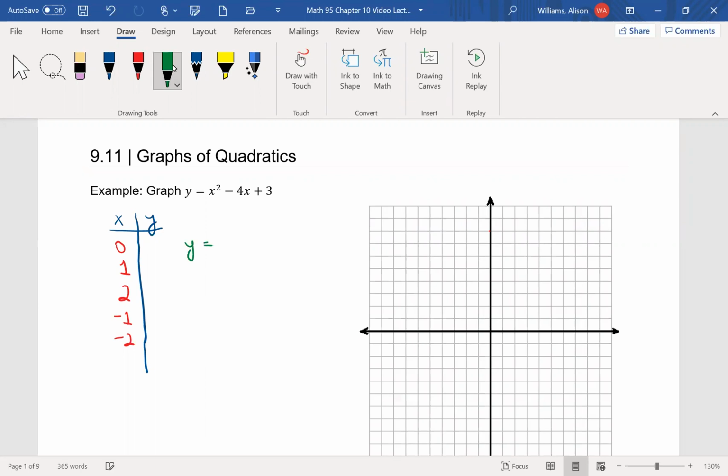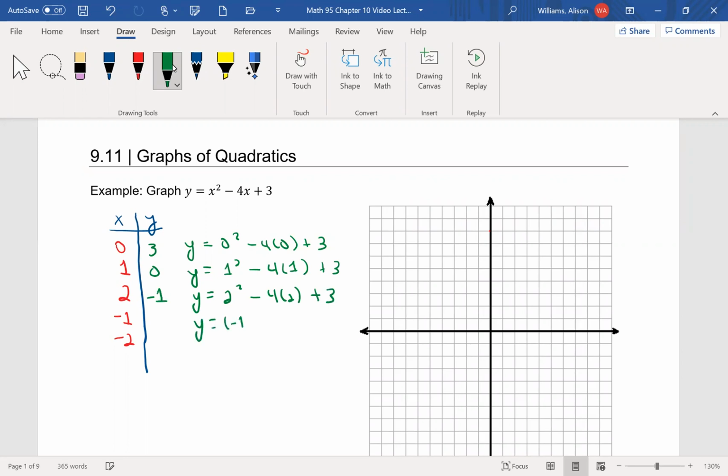So Y is going to be, plugging in 0, that's 0 squared minus 4 times 0, that's 0, plus 3, so that's going to come out to 3. All right, plugging in 1 is going to give me, let's see, 1 squared is 1. 1 minus 4 is -3 plus 3. That's going to come out to 0. Plugging in 2 is going to give me, 2 squared is 4. 4 times 2 is 8. So that's -4 plus 3 is -1.